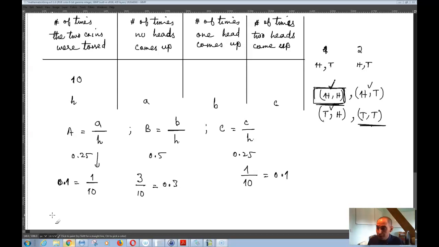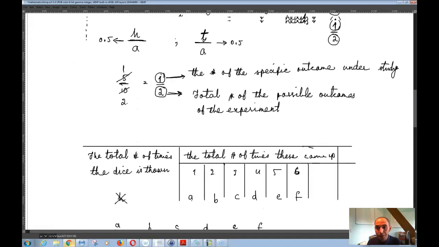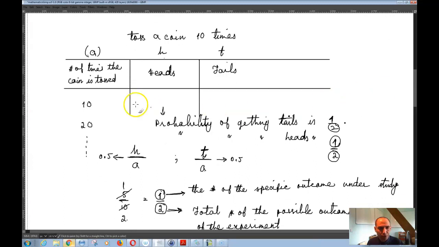Okay, so now basically this activity is done, and so in activity number one, each toss of a coin is called a trial. So that means that in activity number one, where we were tossing a coin, for example, 10 times or 20 times, and we got basically heads and tails, and then we got basically H divided by A or T divided by A, and each of these numbers was tending towards 0.5.